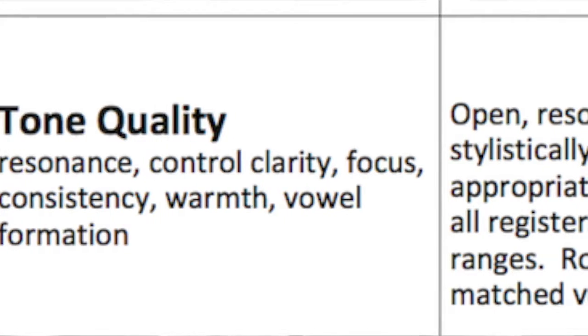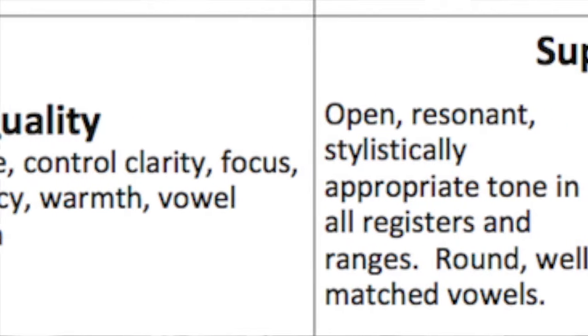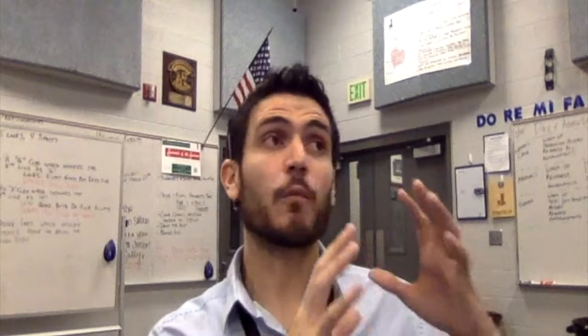For example, if you got a superior in tone quality, that means your tone quality was open, resonant, stylistically appropriate tone in all registers and ranges, and you had round and well-matched vowels. When they're thinking, what was this group's tone quality like? That's the paragraph that they would use to describe it. So if you're listening to the recording and you're adjudicating the tone quality and you thought it was all of that stuff, you circle that one.